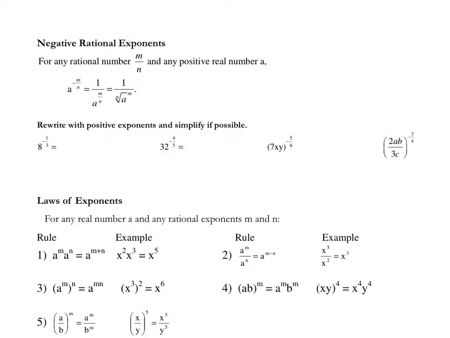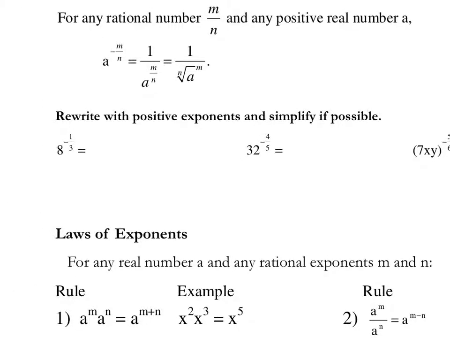Negative rational exponents. What does a negative exponent mean? For any rational number m over n and any positive real number a, then a to the negative m over n. If it's negative m over n, we can think of that as 1 over a to the m over n. So a negative exponent indicates location. If it's in the numerator, it belongs in the denominator. Once you put it in the denominator, you can then realize it's positive, so the m is the power that you raise it to, the n is the root or the index.